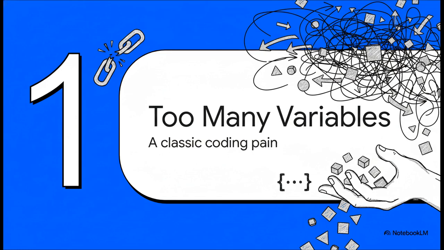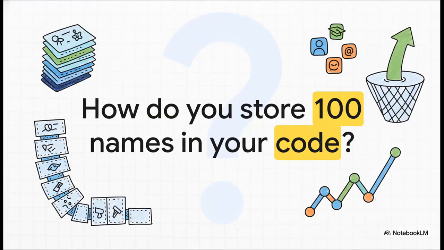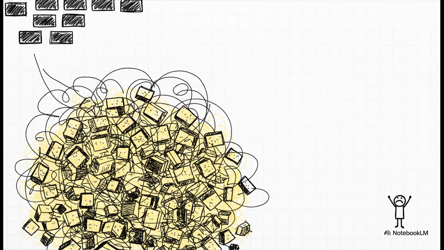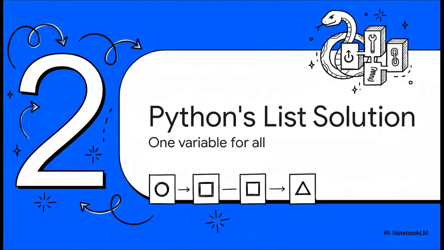Let's talk about a classic coding headache, something every single programmer runs into, having way too many variables. I mean, think about it. How would you actually store 100 different names in your code? Or what about 1,000? If you're building an app with a list of users, you need a smart way to handle a collection of items that could grow at any moment. Sure, you could try making a new variable for every single name, but you can probably see where this is going. It gets messy fast. It's just a total nightmare to manage, and it absolutely does not scale. So yeah, that old way is a no-go.